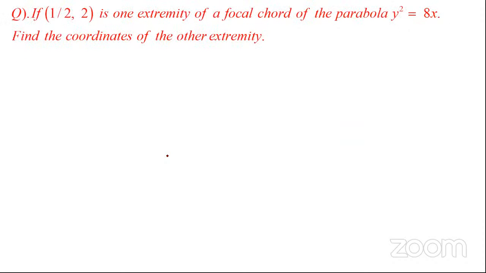In class 4, we can discuss the remaining problems of the chapter. In the previous class, we got the values x1 x2 = a², y1 y2 = -4a². So here, the problem is: if (1/2, 2) is one extremity of a focal chord of the parabola y² = 8x, find the coordinates of the other extremity.